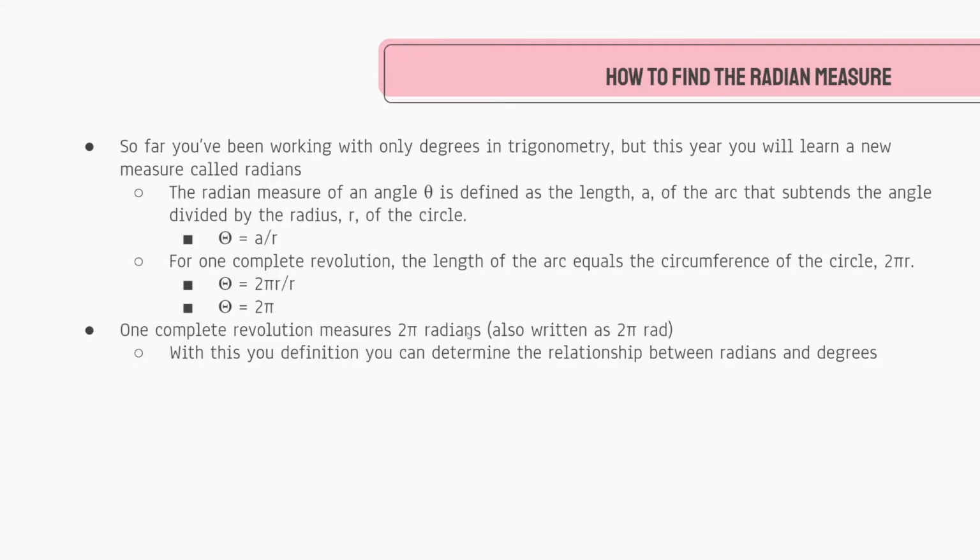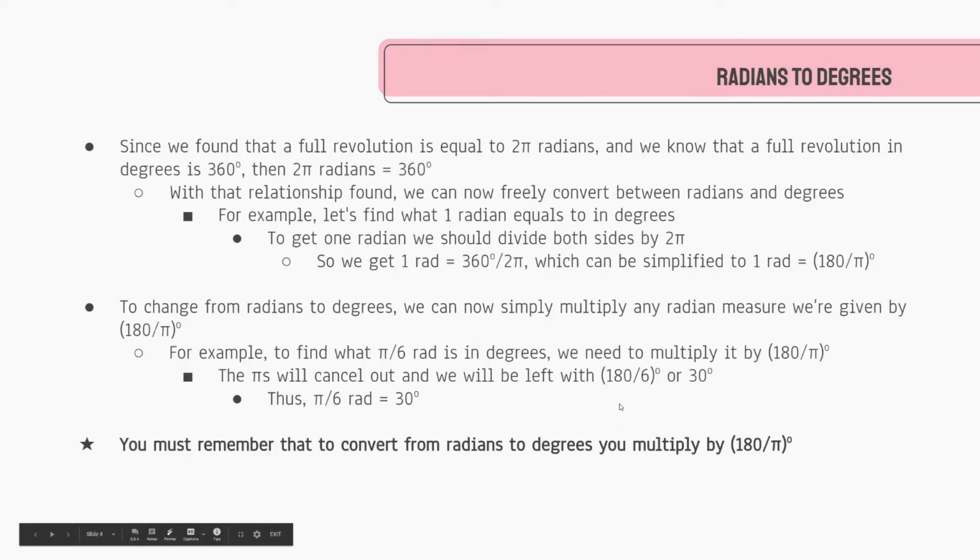So with this definition, you can now determine the relationship between radians and degrees. Honestly, it's much easier than you think. So first, let's talk about radians to degrees. Since we found out that the full revolution is equal to 2 pi radians, and we know that a full revolution in degrees is 360 degrees, then we could say that 2 pi radians is equal to 360 degrees. So from there, we can now freely convert between radians and degrees.